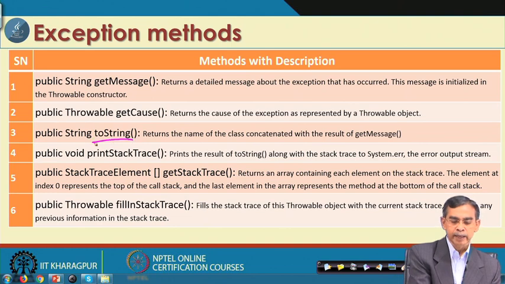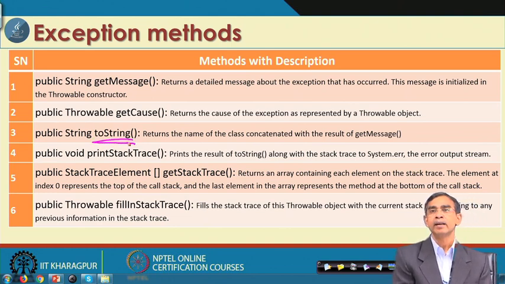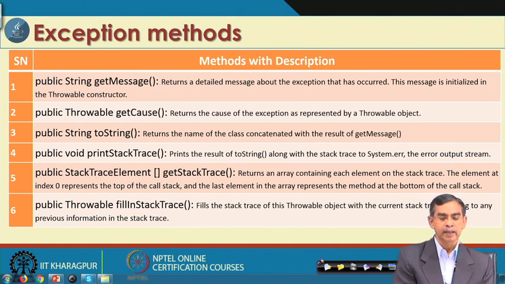Then toString, it basically returns the name of the class where this error occurs. If this class is under another class, or is a nested class or derived class, whatever it is, it will basically concatenate all the classes and then give a particular location. So, this is very useful for debugging the program and testing the program.